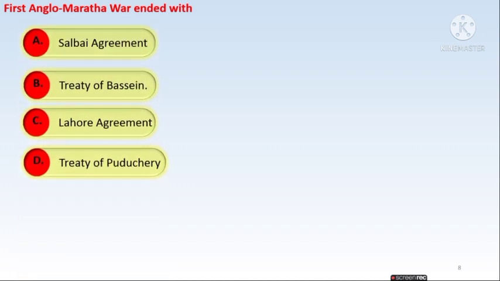The first Anglo-Maratha war ended with which treaty? See, whether it is the Salbai Agreement, the Treaty of Bassein, the Lahore Agreement, or the Treaty of Puducherry. Yes, it is option A, the Salbai Agreement. The first Anglo-Maratha war ended with the Salbai Agreement.